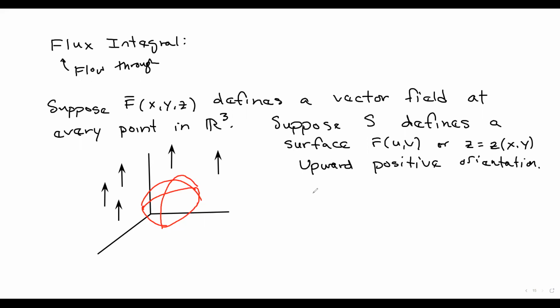Okay, and then the goal here for the problem is to find the flux through the surface S, through the surface. So we want to find the flux through the surface. We want to find the flow. So the idea being, if the vector field were modeling fluid flow, we want to figure out how much fluid flows through the surface. That's the idea. Okay.